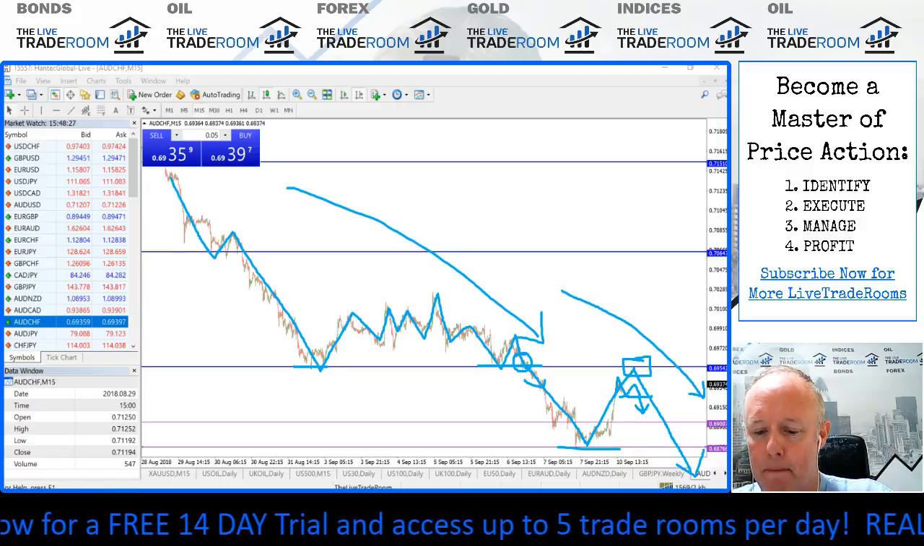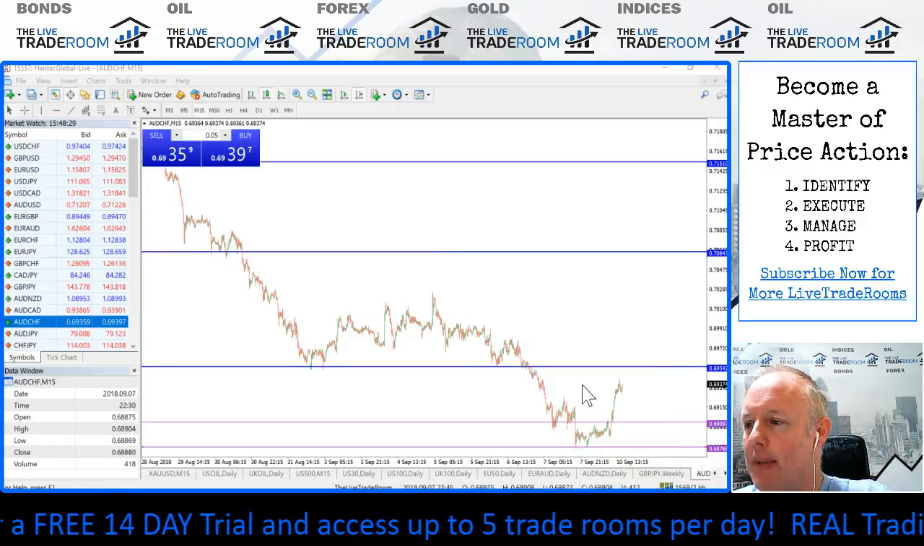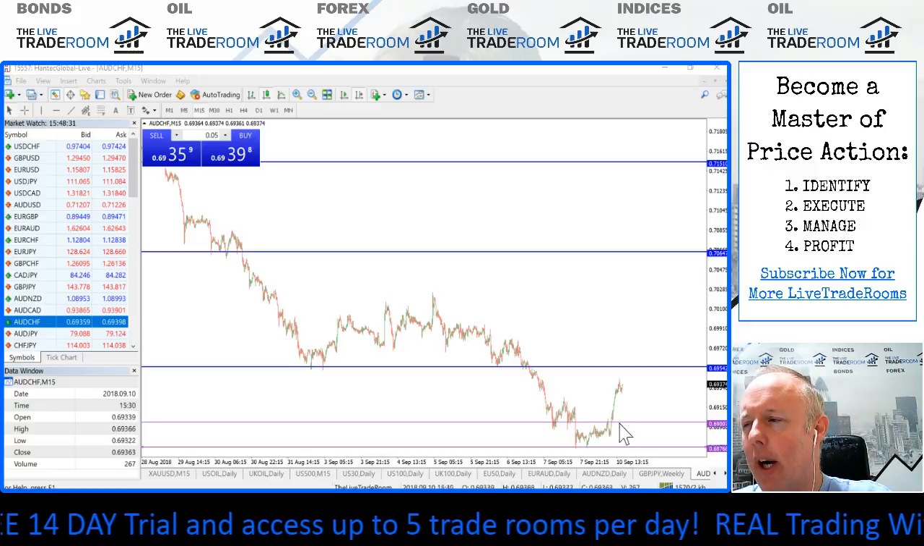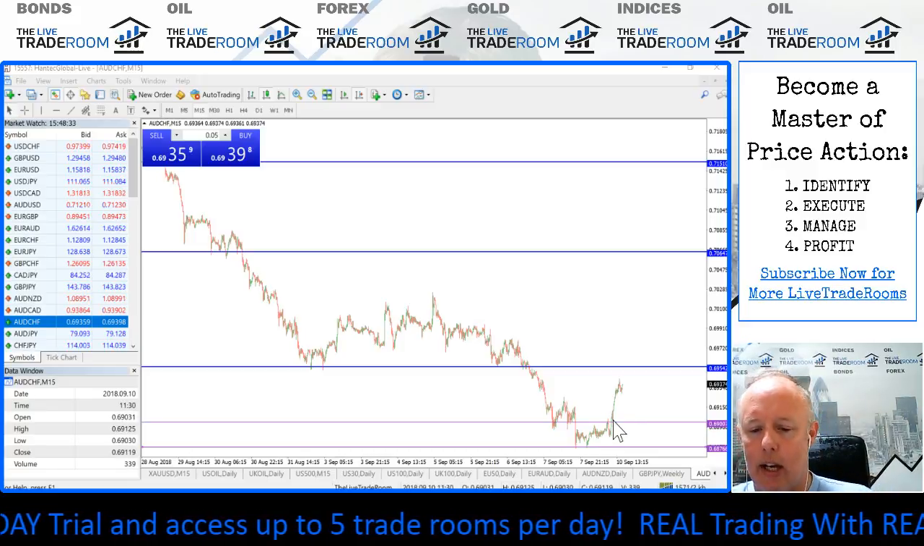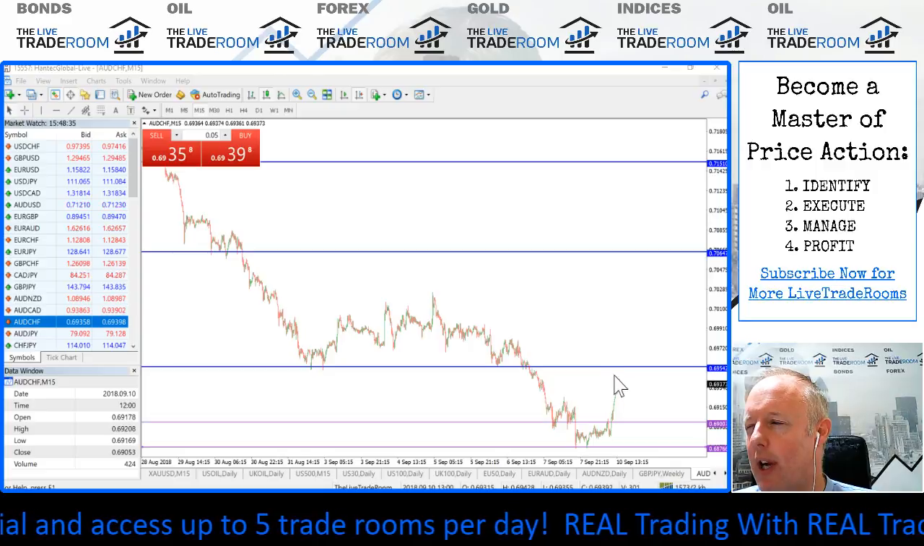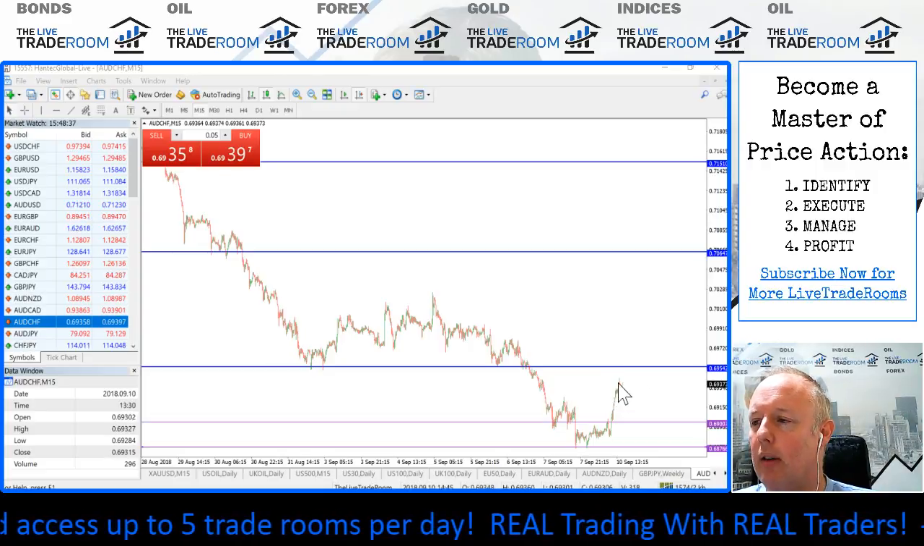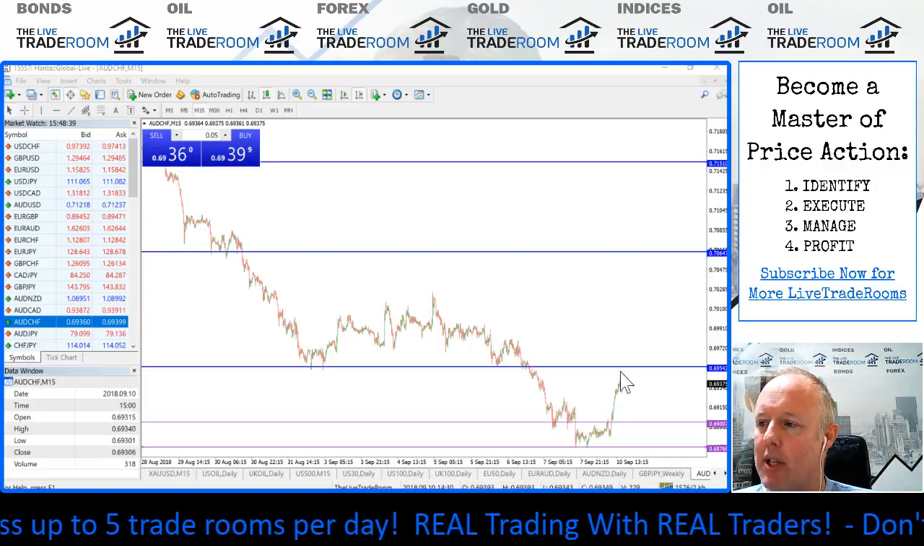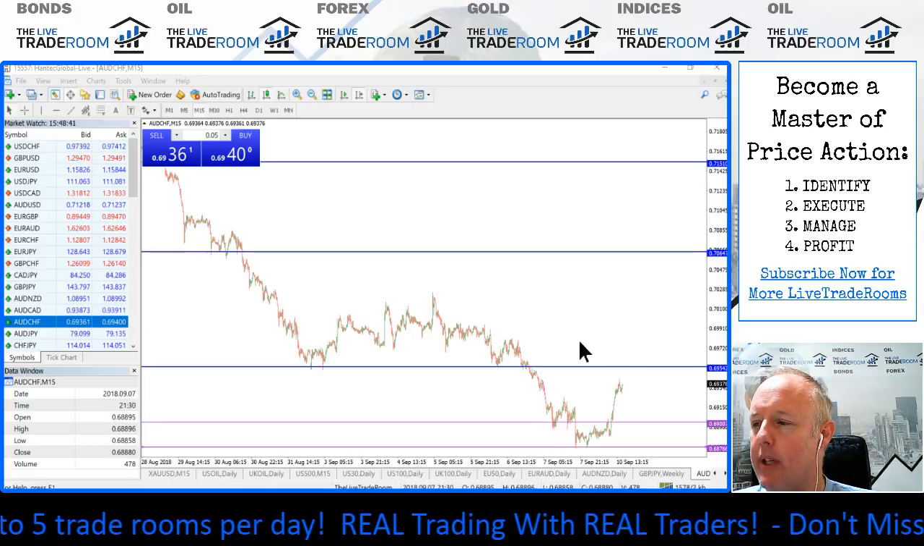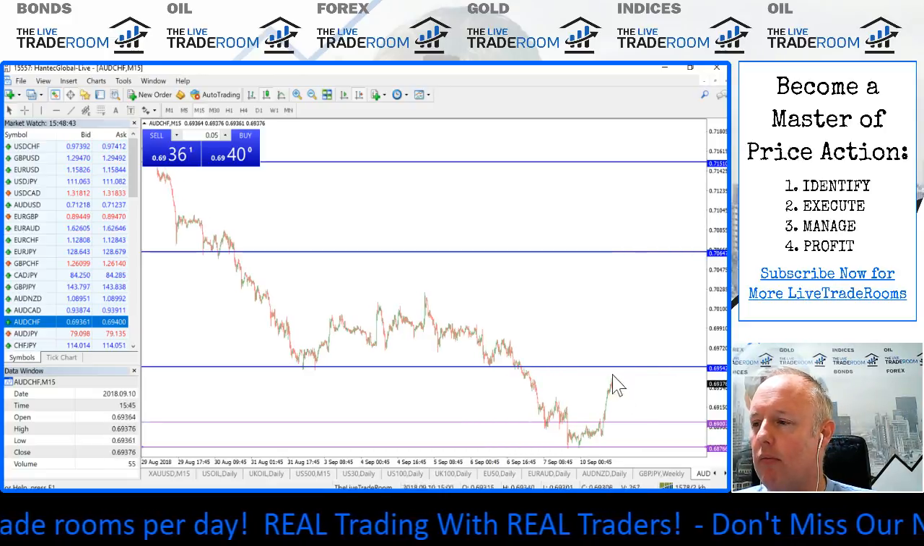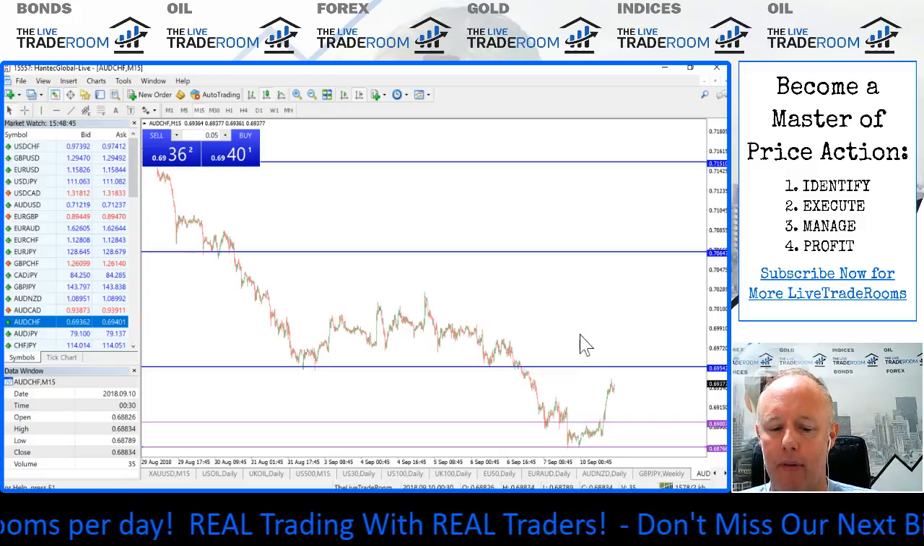So some would look to buy this market. I can see the argument for buying it at the 6,900. I'd be concerned about buying it at this price now, just because there's strong resistance just above it. So do bear that in mind. We're talking about 15, 20 pips above that level.